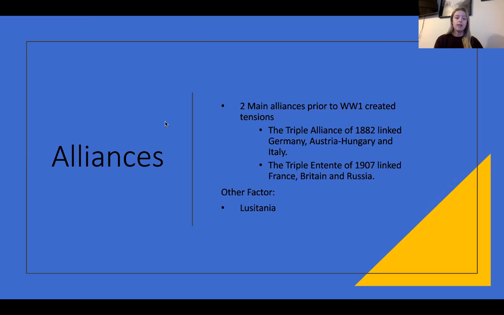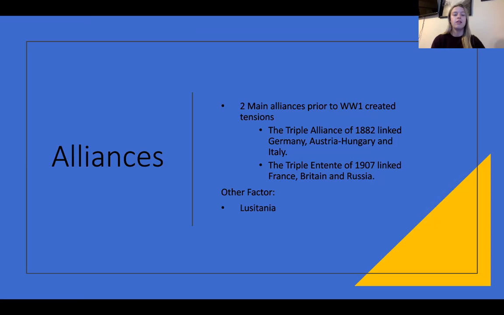So for alliances, there's two main alliances prior to World War One. And these are what's creating tensions leading up to World War One. The first alliance, created in 1882, linked Germany, Austria-Hungary, and Italy together. And as you see here, Italy is part of Germany, Austria-Hungary. That will flip through World War One, and we'll talk about that through the next coming weeks.